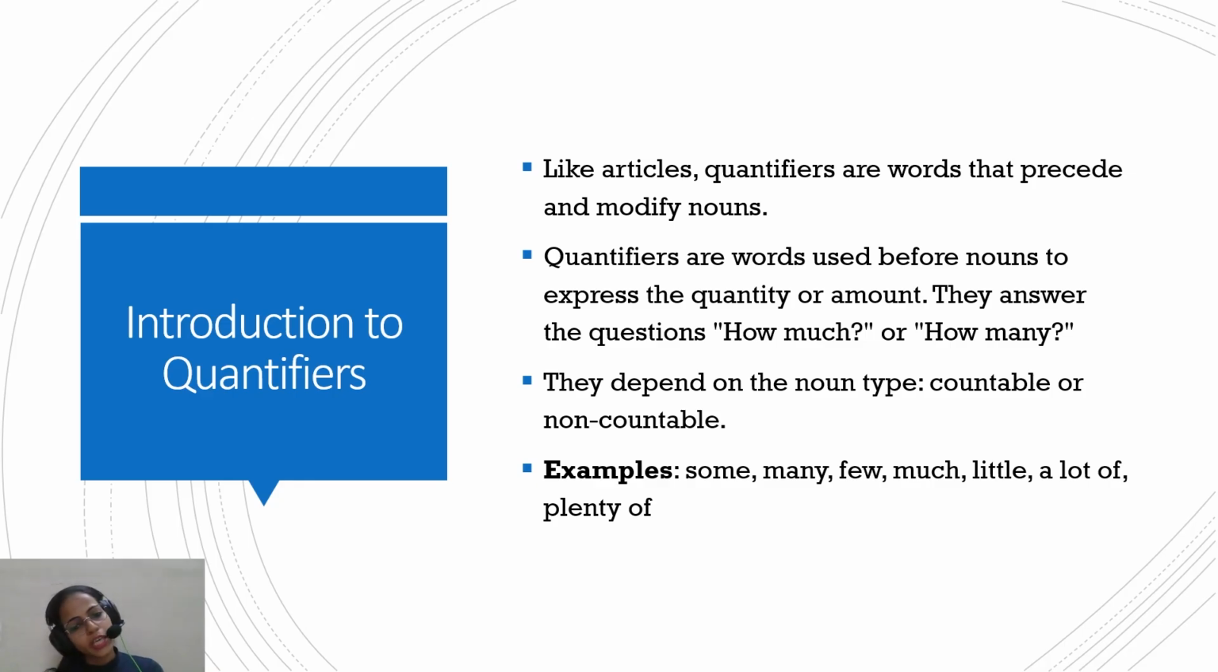They depend on the noun type, countable or uncountable. If it is a countable noun, we'll know how many. If it's an uncountable noun, we'll know how much. Some examples could be some, many, few, much, little, a lot of, plenty of.